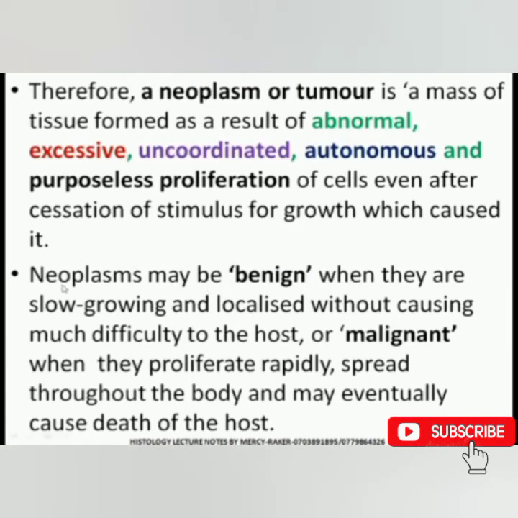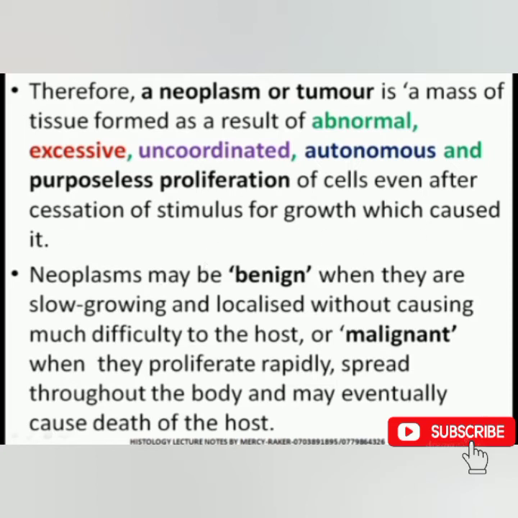So basing on the above preamble, a neoplasm or tumor is a mass of tissue formed as a result of abnormal, excessive, uncoordinated, autonomous, and purposeless proliferation of cells even after cessation of stimulus for growth which caused it.